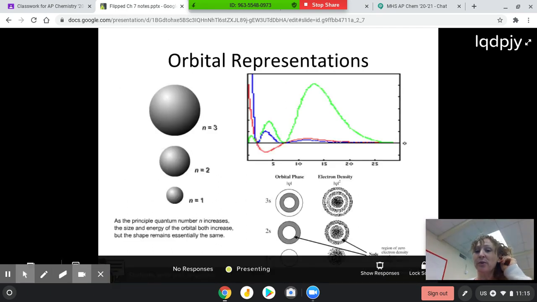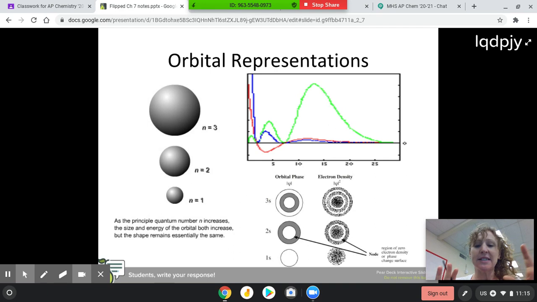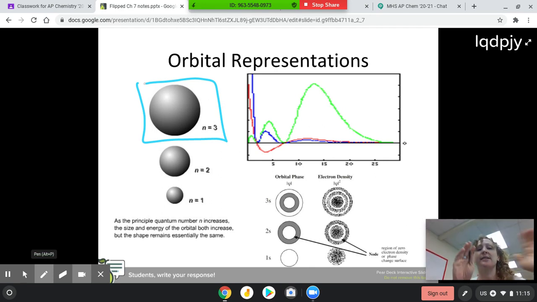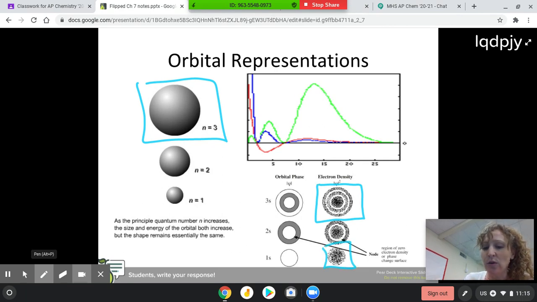Okay, orbital representations. There's a couple different representations you might see, and they're all trying to communicate the same thing. I just want you to be aware that you might see them. For example, you might see this area of probability, known as an orbital, as a solid shape. What they've done is draw a border around 90% of the probability. You might also see it as a dotted diagram.